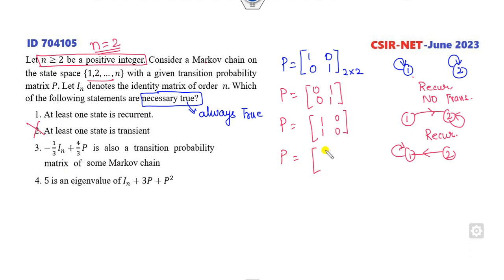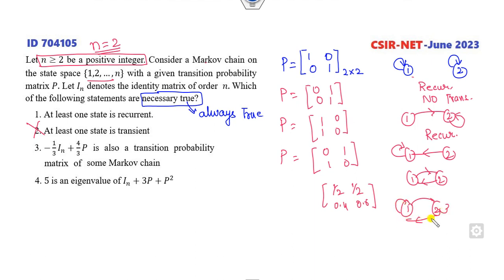If I consider this one, what will happen? Your transition diagram will be like this. Again there is no transient state. And if you consider 1 by 2, 1 by 2, 0.4, 0.6, then in this case again all are recurrent. There is no transient. So the second option is cancelled. The first option is the correct option.